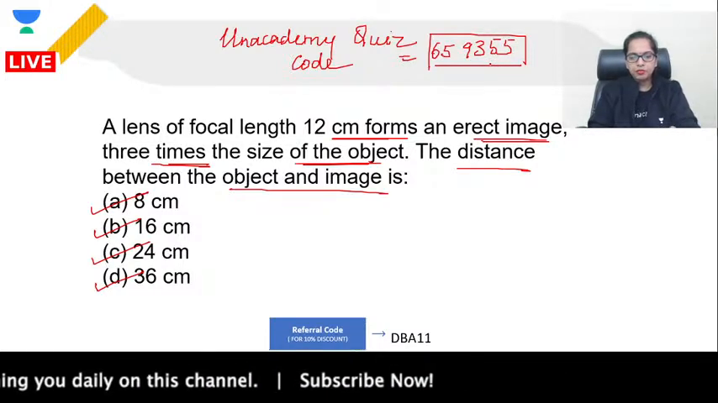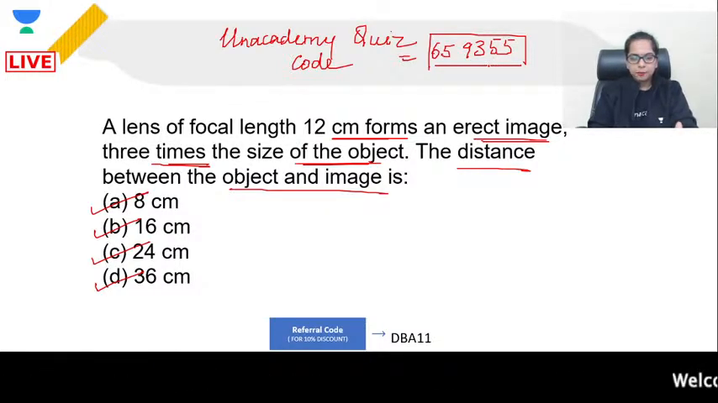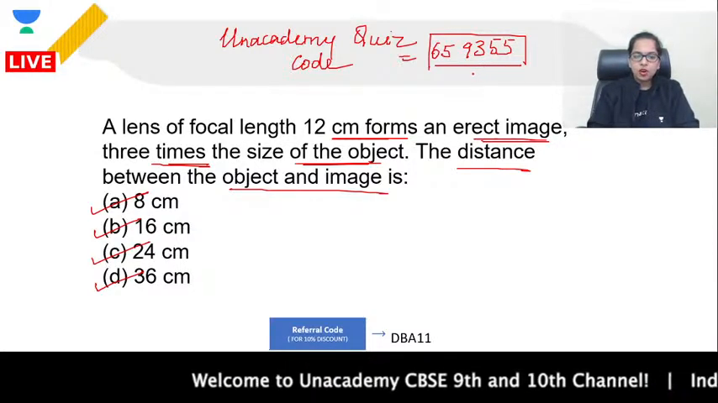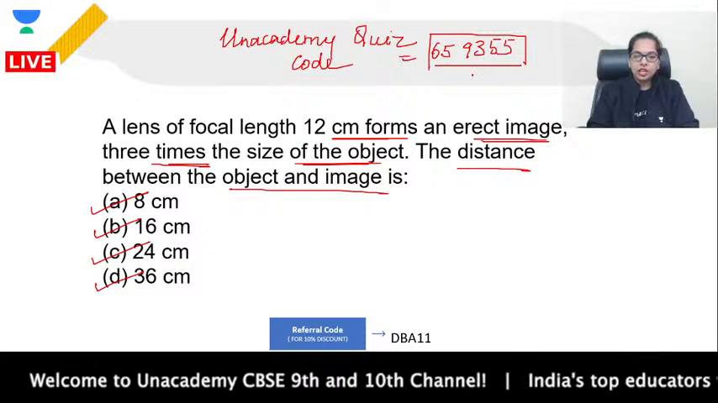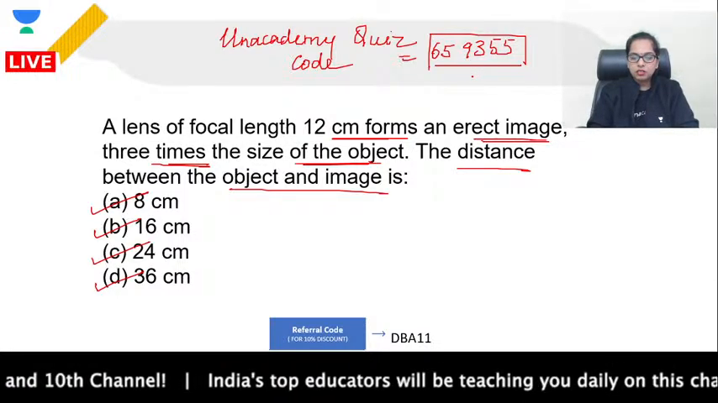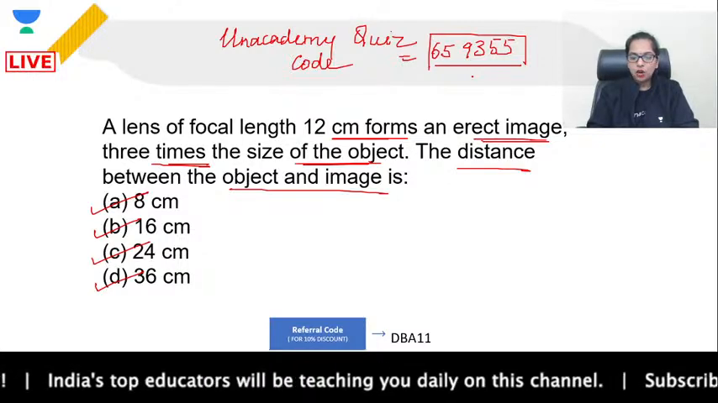Okay, and answer me for this question. A lens of focal length 12 centimeters forms an erect image 3 times the size of the object. The distance between the object and the image will be how much?